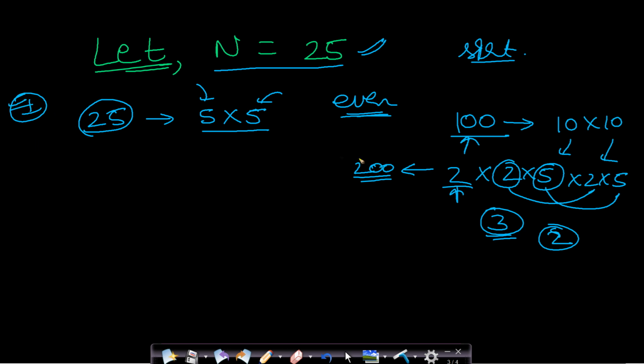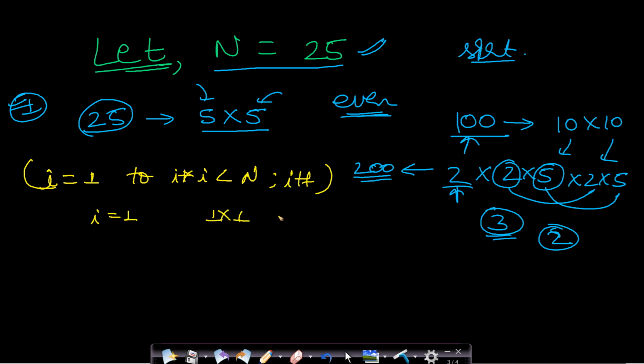Now a much simpler approach is to just start iterating with i equals to 1, while i into i is less than n, i plus plus. So how will you iterate using this loop? Actually the idea is when i is equal to 1, then you will check whether 1 into 1 is less than n. So you can see that 1 into 1 is 1, which is less than 25, so it is true. So you will increment the value of i and check for 2. Whether 2 into 2 is less than 25? Yes, it is less than 25.